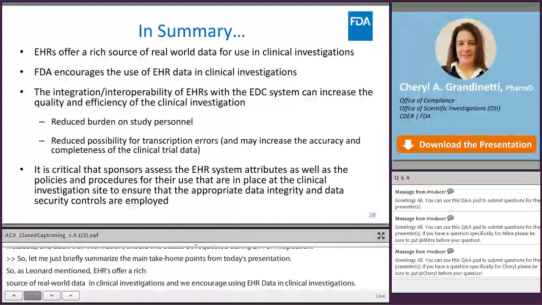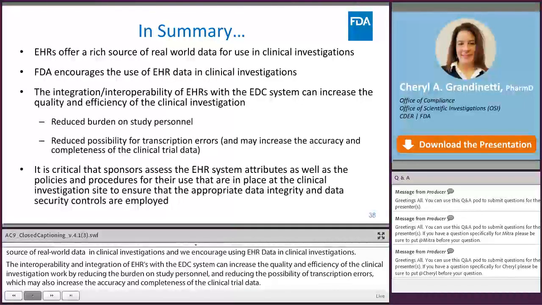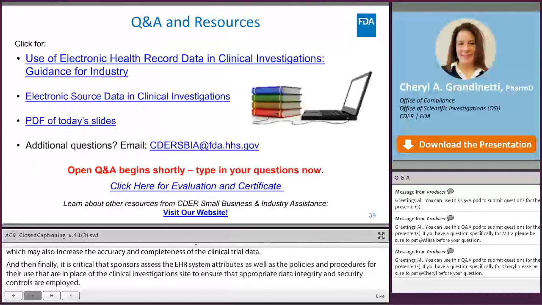And then finally, it's critical that sponsors assess the EHR system attributes as well as the policies and procedures for their use that are in place at the clinical investigation site to ensure that appropriate data integrity and data security controls are employed. So now we're going to take a short 5-minute break to review some of the questions that are coming in. So please stay with us while we take this break.